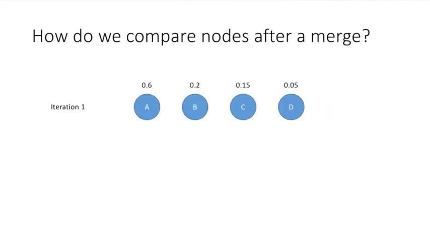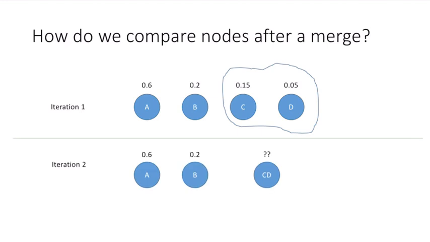So how do we compare nodes after merge? In iteration 1, we know we're going to combine the two least frequently used characters first. That's going to be the C and the D. In iteration 2, we've now combined C and D into a single node. We'll call it the CD node. We have to have some way to compare that node with the other two.